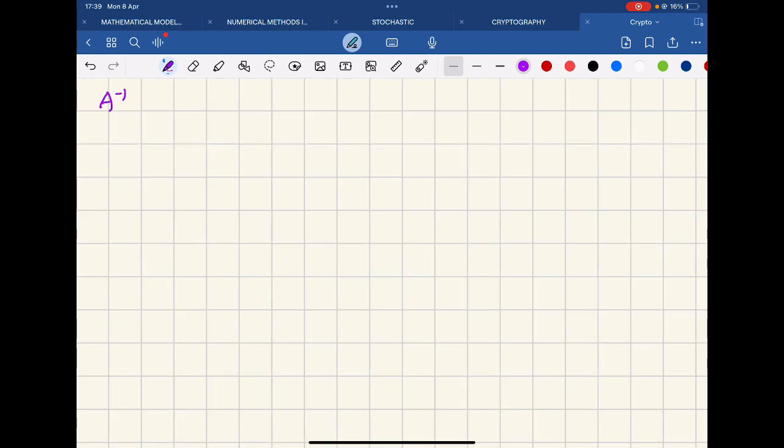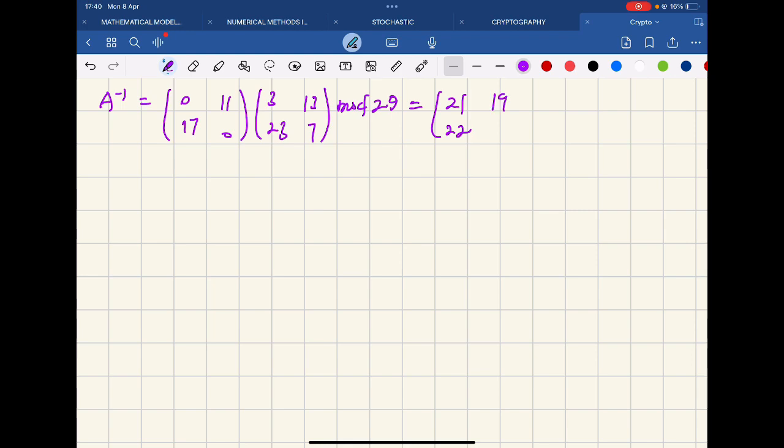So A inverse is equal to our matrix P, which is 0, 17, 11, and 0, multiplying our C inverse, which is 3, 23, 13, and 7. If you multiply this in modulo 29, you are going to get 21, 22, 19, and 18.